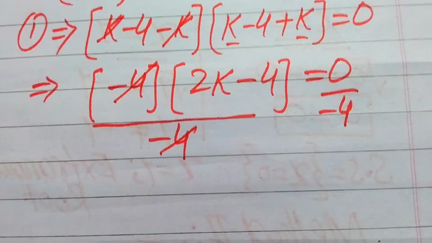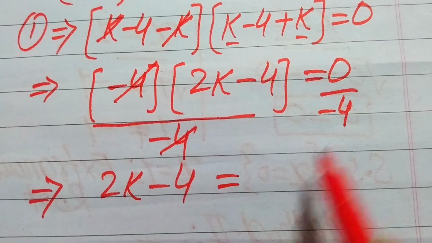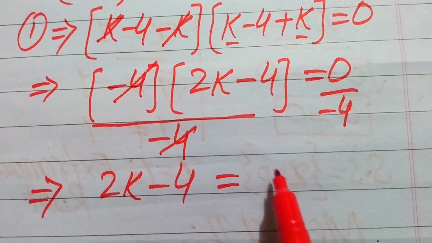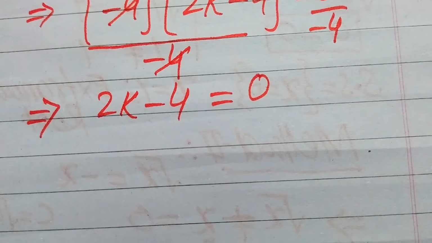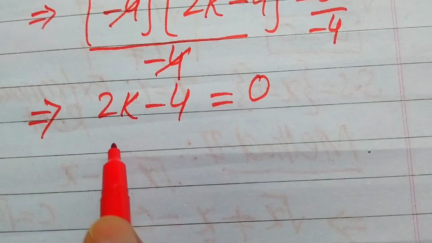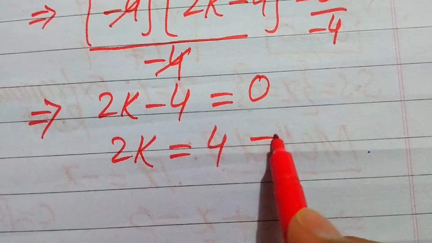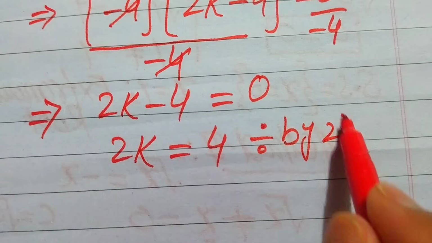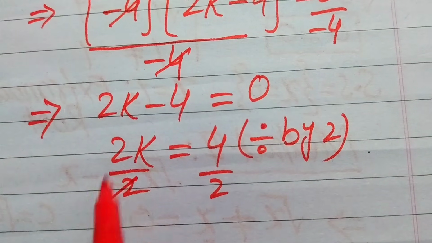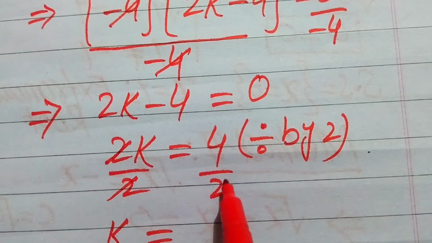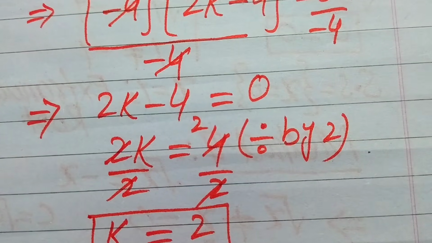The -4 and -4 are gone, and we get 2k - 4 = 0 divided by -4, which is 0. Our target is to get the value of k, so we move -4 to the right-hand side and we get 2k = 4. For the value of k we divide both sides by 2. The 2 and 2 are gone, and we get k equals 4 divided by 2, so the value of k is 2.